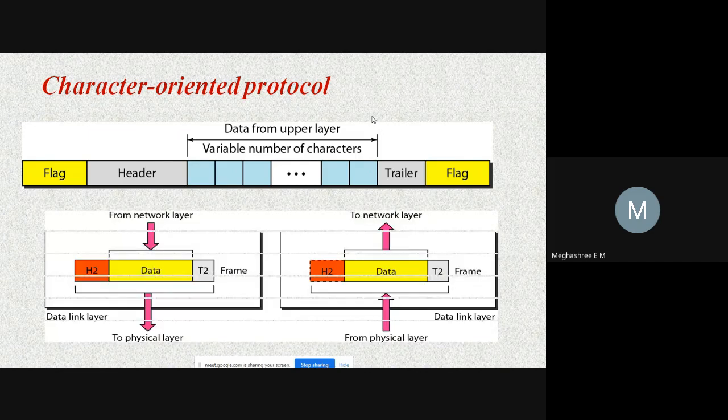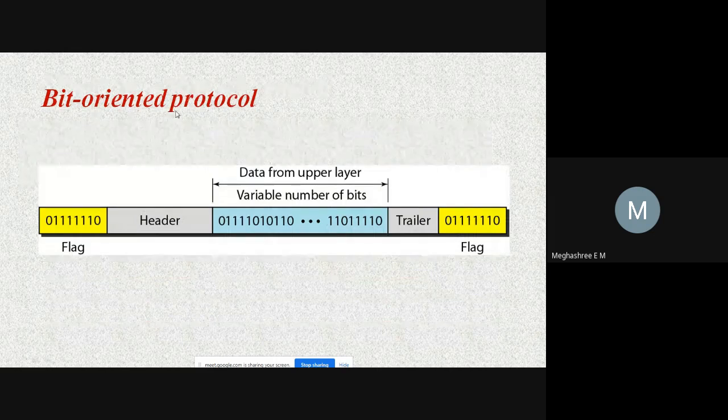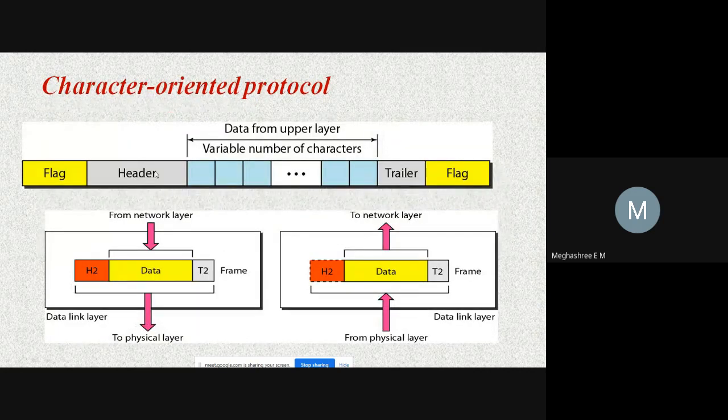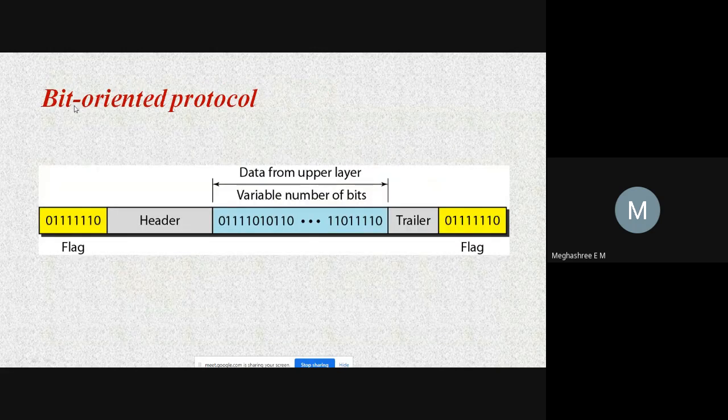Okay, and the next method is bit oriented protocol. As I said in the previous method, all the fields are in the form of bytes, which is nothing but 8 bits, or multiples of 8, right? Whereas in bit oriented protocol, everything will be represented in the form of bits itself. Here there is no restriction that the size of each field has to be divisible by 8.